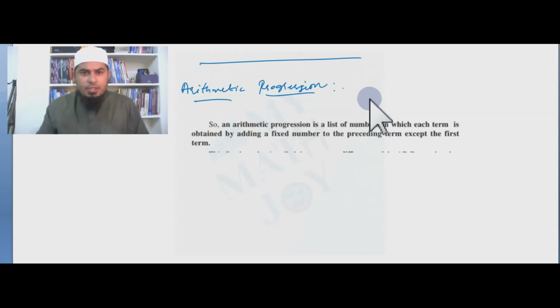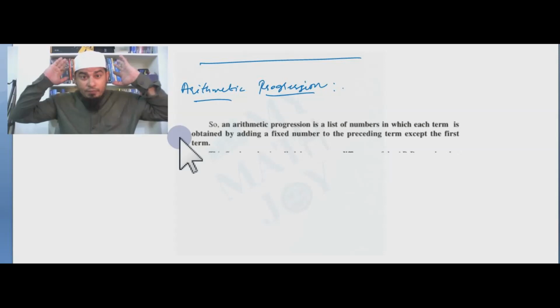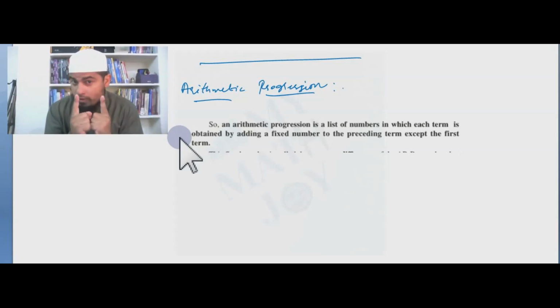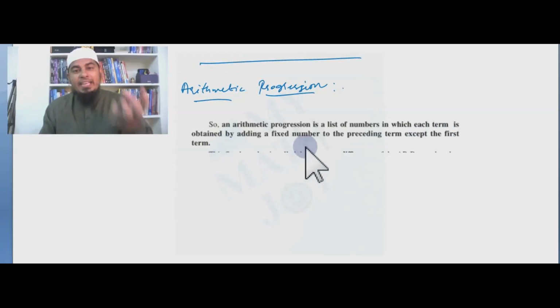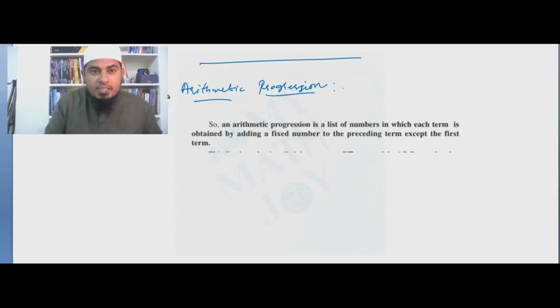Now let us understand the arithmetic progression. So what is the definition? What is arithmetic progression? It is one rule from the infinite rules which can make sequences. We are talking about only one rule here. What is the rule? An arithmetic progression is a list of numbers in which each term is obtained by adding a fixed number to the preceding term, except the first term.